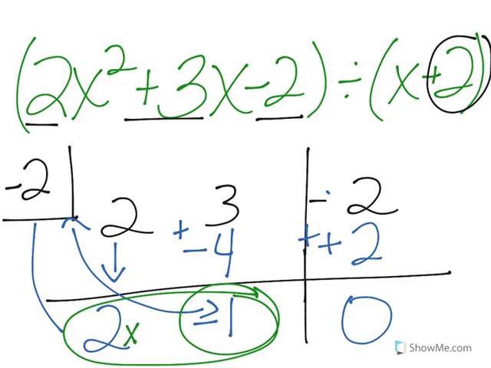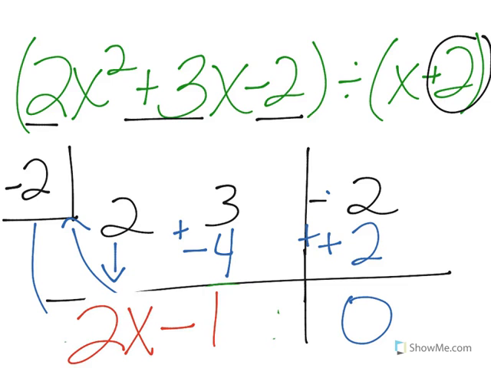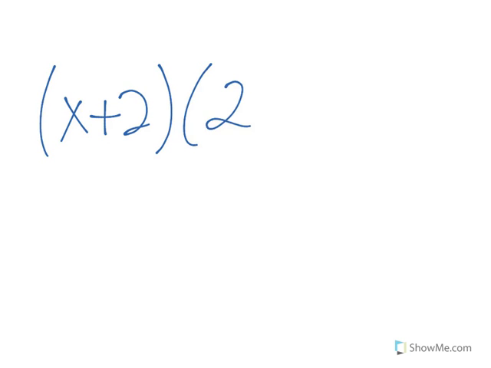I'm just going to rewrite that for some clarity. It gets a little ugly. And that's what our answer is when we divide 2x squared plus 3x minus 2 by x plus 2. So let's check our work. How do we check our work? So we take what we divided by, and we take our answer, and we just FOIL them. So if you remember foiling, so we have x plus 2 times 2x minus 1.